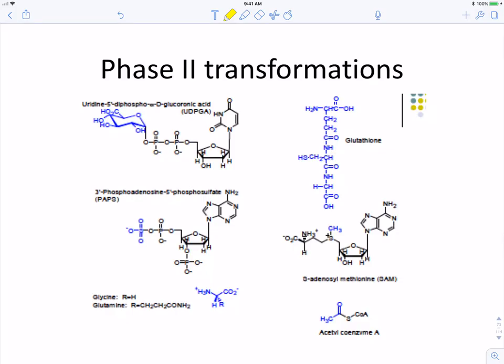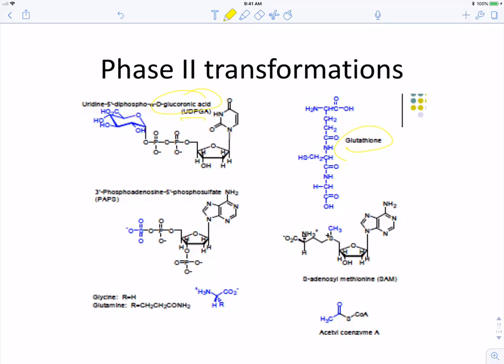So the most common transformations that we'll look at in this class involve the transfer of glucuronic acid, which is loaded up and pre-activated as UDP glucuronic acid. The group that is transferred in the slide is in blue, and the activating part is in black. Glutathione doesn't require direct activation.